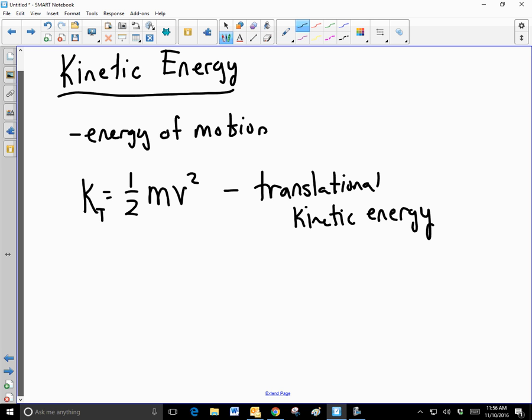If this ball were sliding along the table, it would be translating. It's moving in the X, Y, or Z directions. If this ball were spinning, then it would be rotating. And that spinning ball would also have some energy. We'll get into that when we get into rotation. Bowling has both. It's rolling, spinning around, and it's translating.